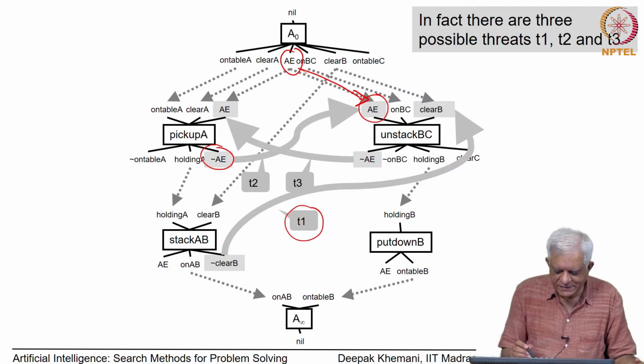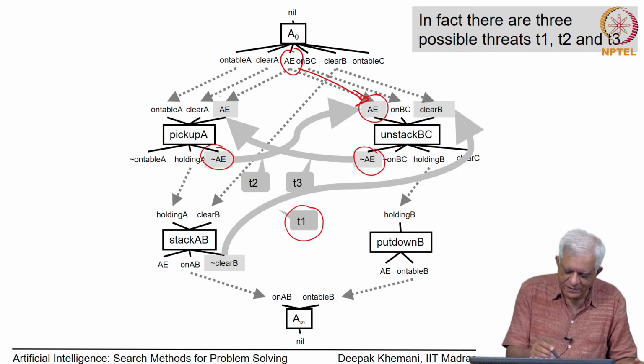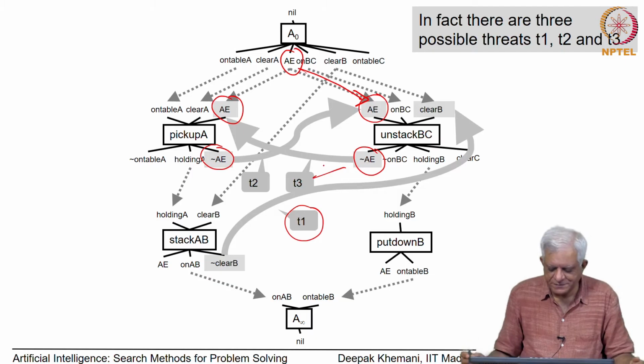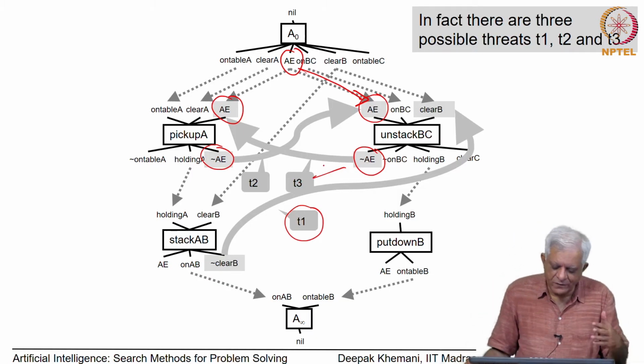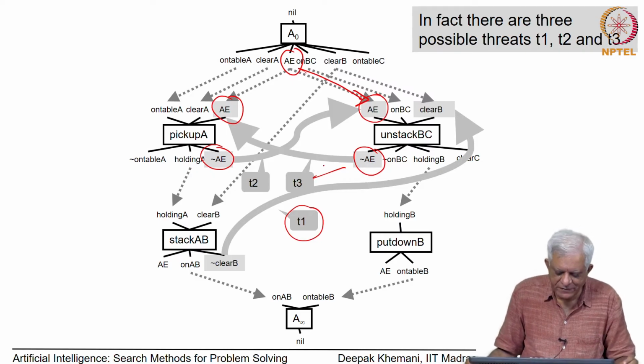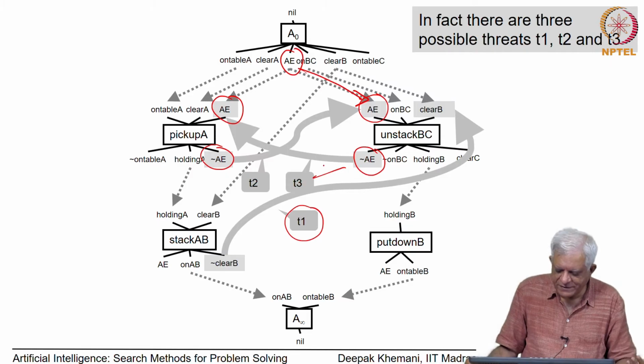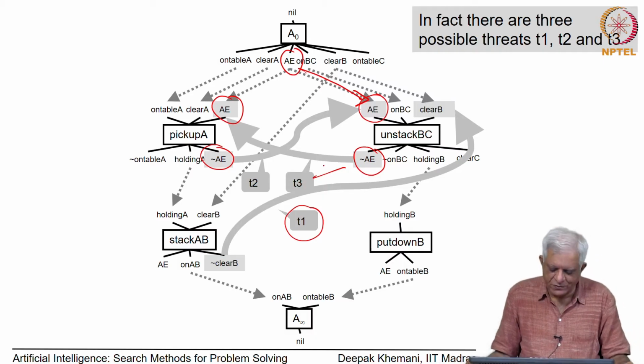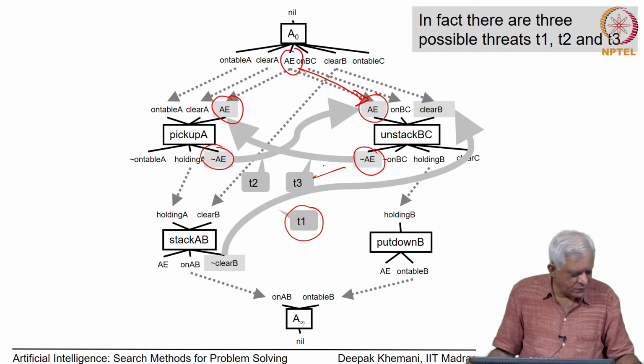And likewise, unstack B C is producing not arm empty, and that arm empty would have been consumed by pickup A. So, we have this third threat, which is T 3 essentially. So, we have 3 threats and we can remove them one by one. Now, in this example there are no variables, we have not said unstack B from something. We could have said that, but it would not have affected our plan. We just took the liberty of choosing the action unstack B from C, because we could see that on B C was true in the start state. So, we can remove these threats one by one.